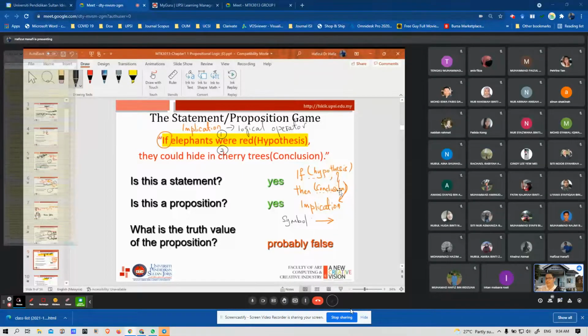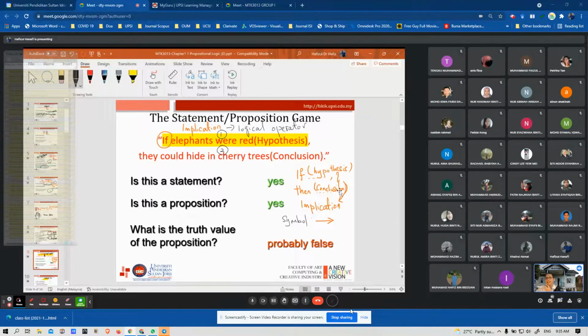Okay, is this a statement? Yes. Is this a proposition? Yes. What is the value of the proposition? Probably false, maybe true, maybe false, because if elephants were red, they could hide in the cherry tree. Can they hide in a cherry tree? The cherry tree is small, right?